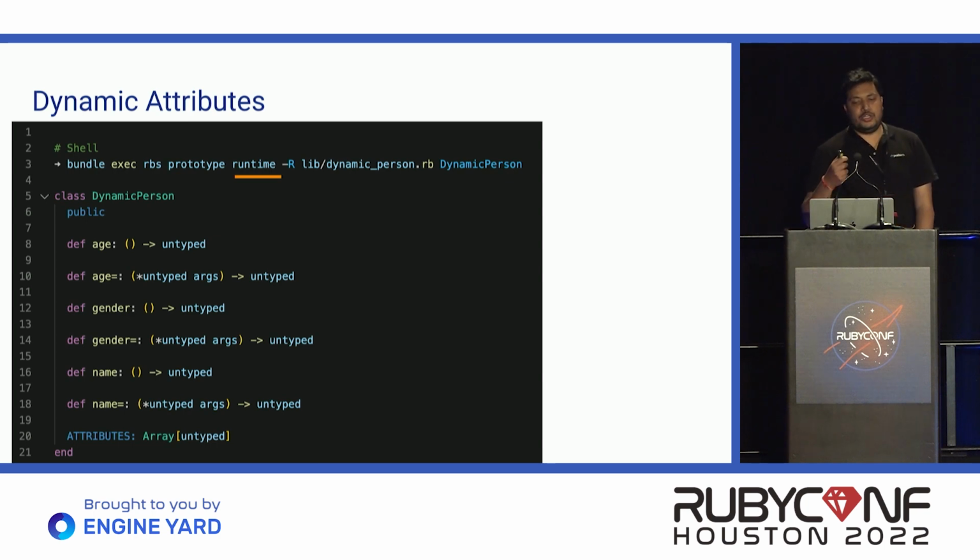What runtime will do is that we give it the path of the code where that class is defined, and then which class we want to generate RBS code for. Once we run the runtime command, we'll see that it has loaded the class into memory, and then it has seen age as a method, you can set the value for age as a method, gender, and setting the value for gender.